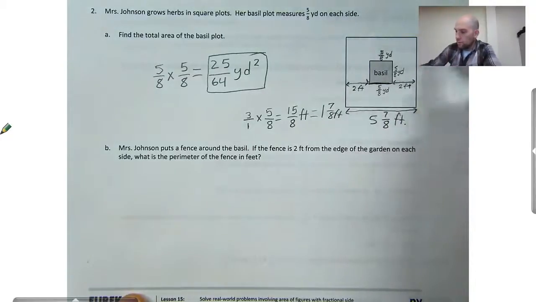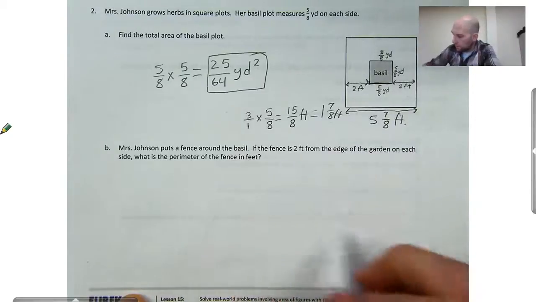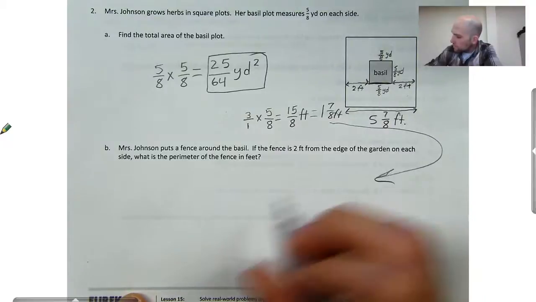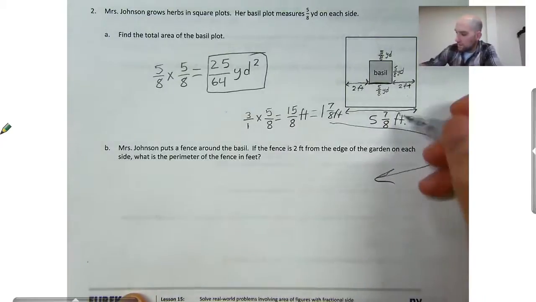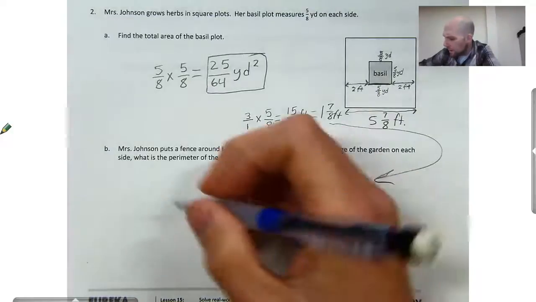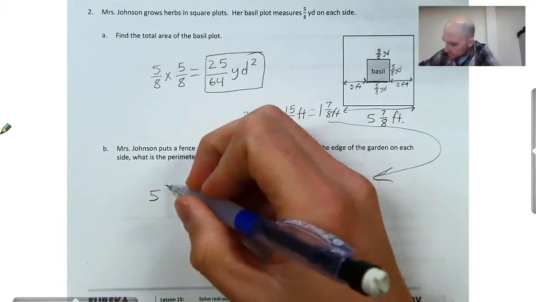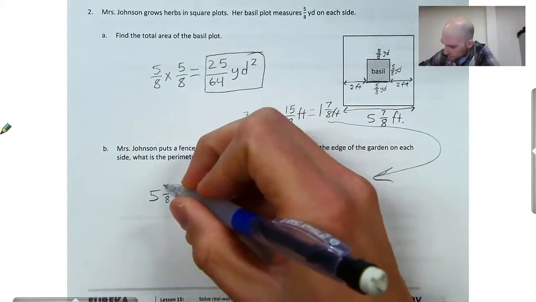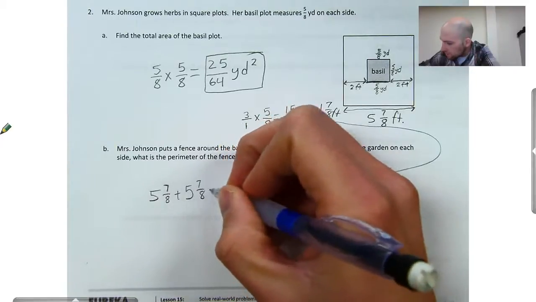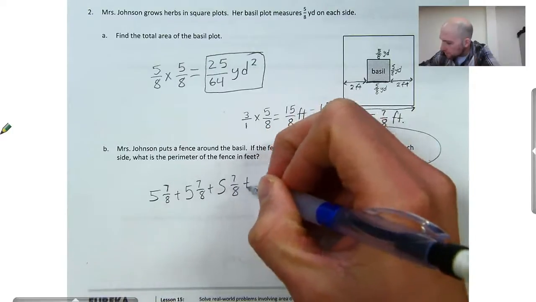But I want to find the perimeter. So I want to go all the way around here. And this is really going to go down here. But 5 7/8, we'll have to add that 4 times, or I can multiply it by 4. But I'll add it. I'll do repeated addition here 4 times. 5 7/8 plus 5 7/8 plus 5 7/8 plus 5 7/8.